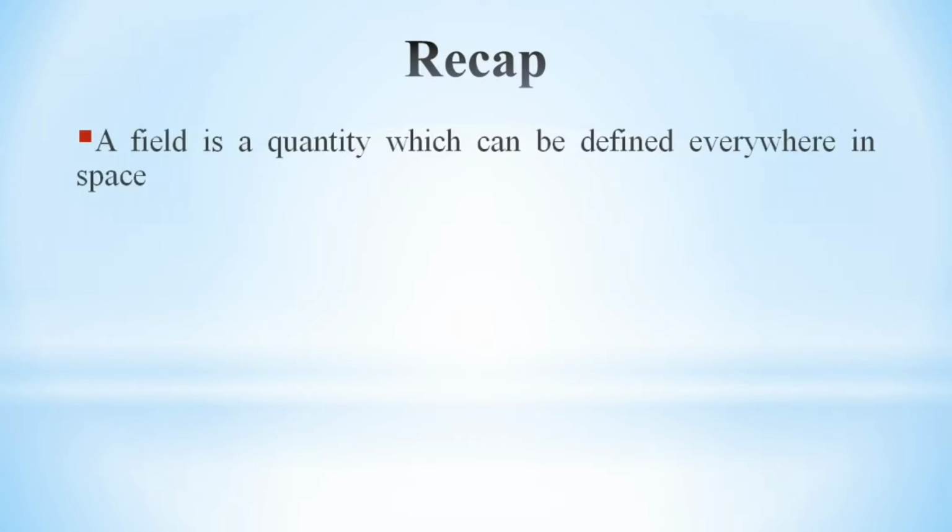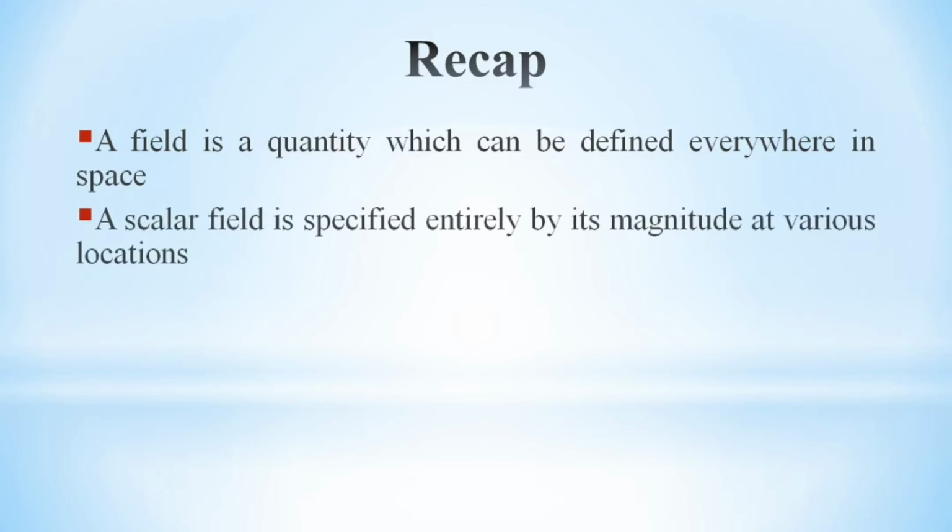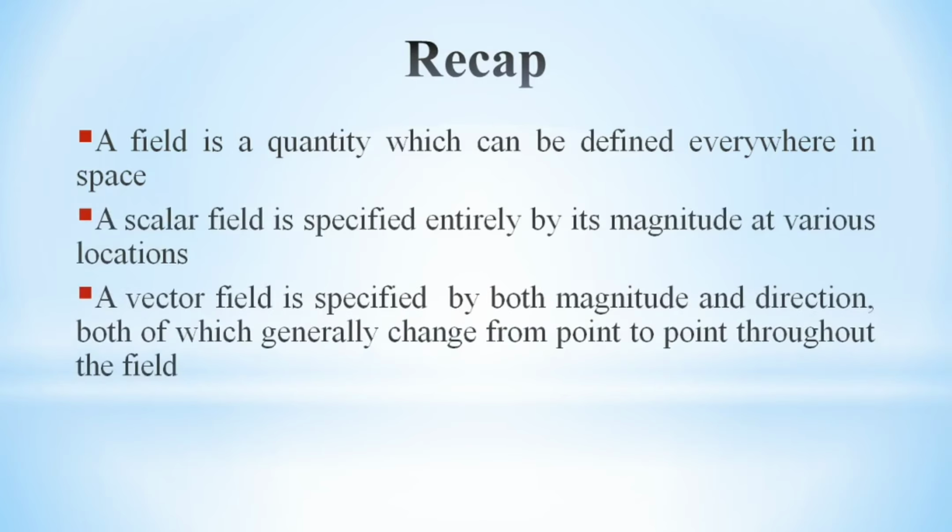We have studied the concept of field. A field is a quantity which can be defined everywhere in space. It may be a scalar or vector field. It is a function of both position and time. A scalar field is specified entirely by its magnitude at various locations. A vector field is specified by both magnitude and direction, both of which generally change from point to point throughout the field.